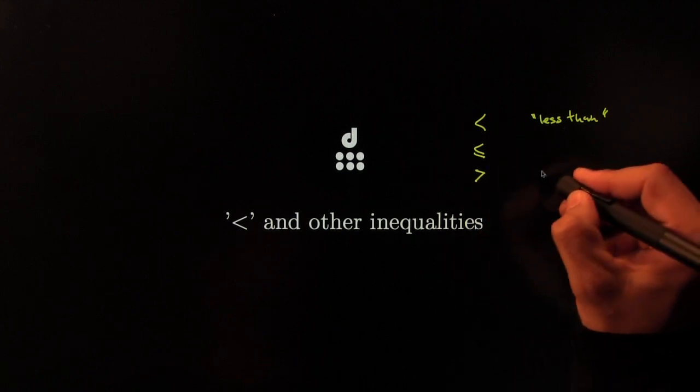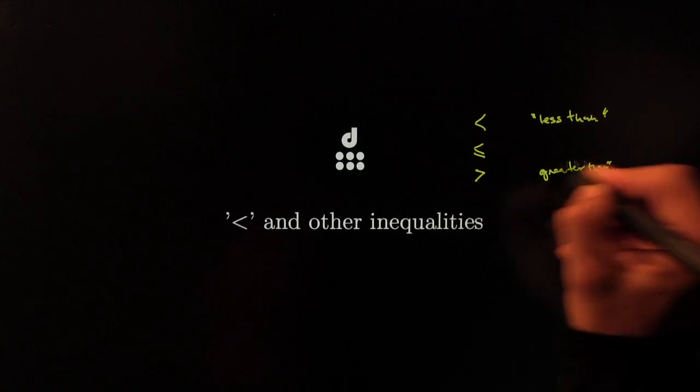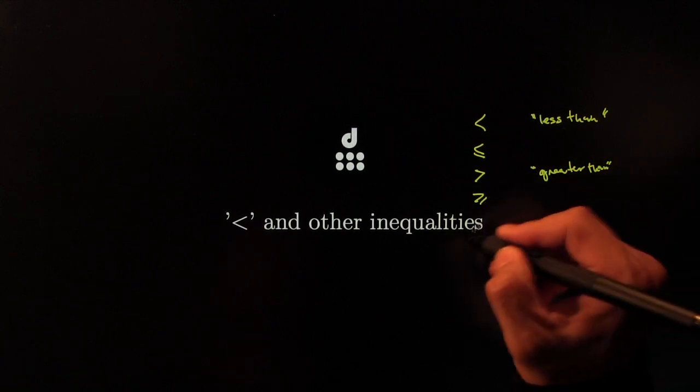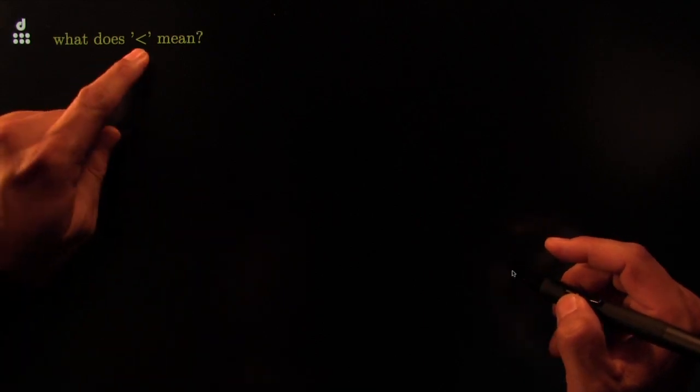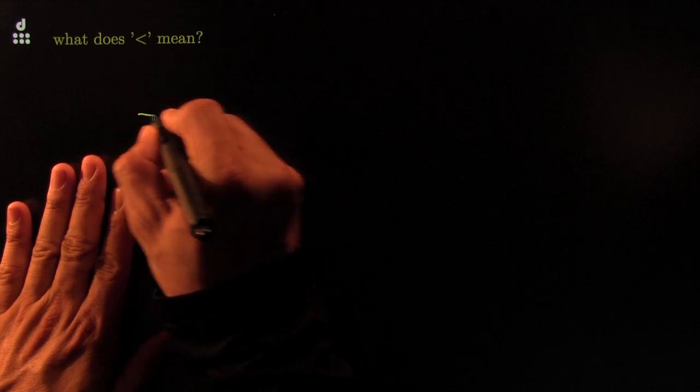There's this one, which means greater than. We read them from left to right. And there's this one, which is greater than or equal. So we should start off with a little discussion about what these mean. I'll start off with the first one. Once you know one, I think it'll be easy to know all of them.